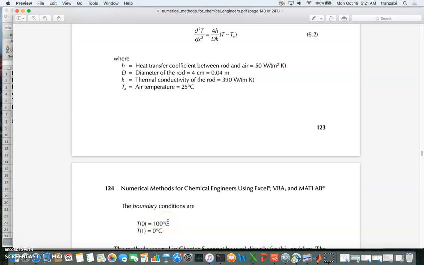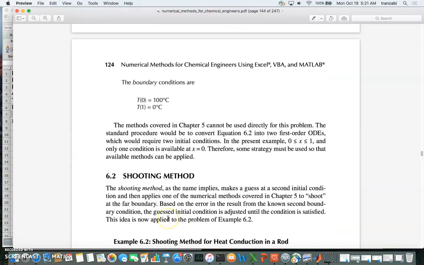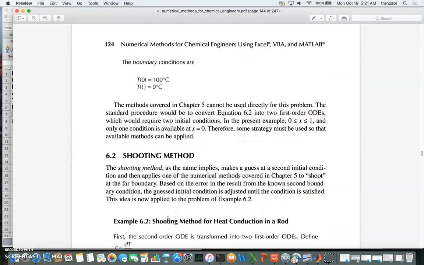Okay, so at one end of the rod, the temperature is 0, the other end is 100 degrees, and you want to see how the distribution of the temperature is along the rod. All right. So the first method we're going to look at is called the shooting method.